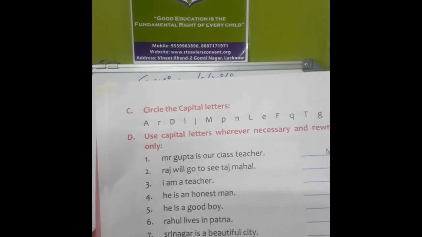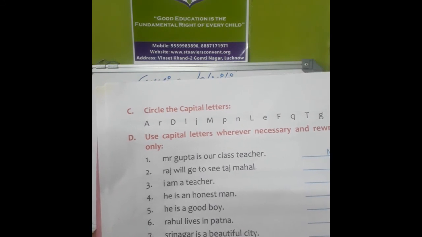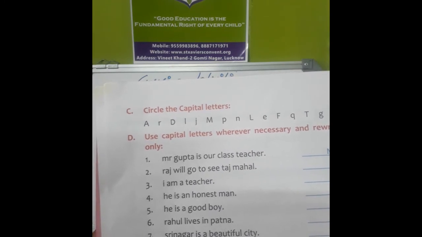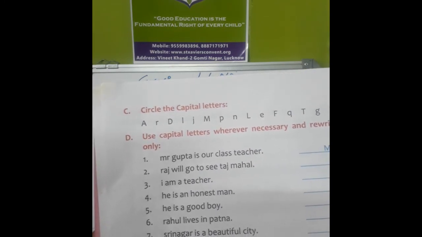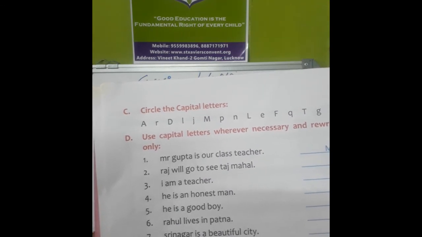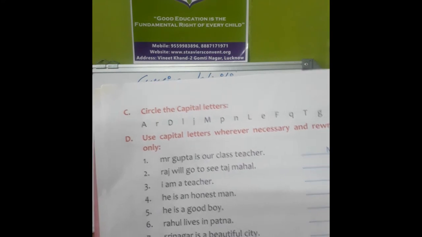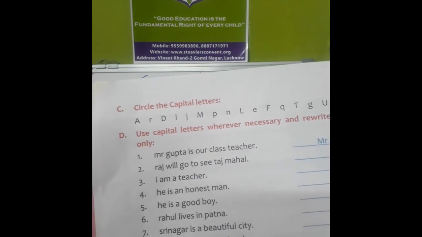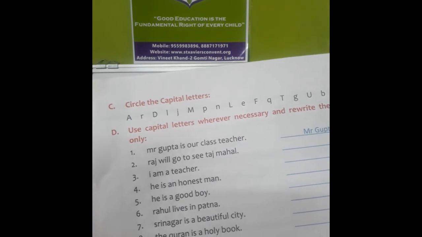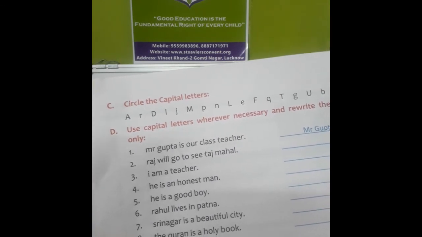Number 6. Rahul lives in Patna. Rahul is a person's name and Patna is a place. That's why we are using capital letters for both. Okay. Number 7. Srinagar. Srinagar is a place. We will write S in capital letter. Number 8. The Quran is a holy book. We will write the book name also in capital letters.